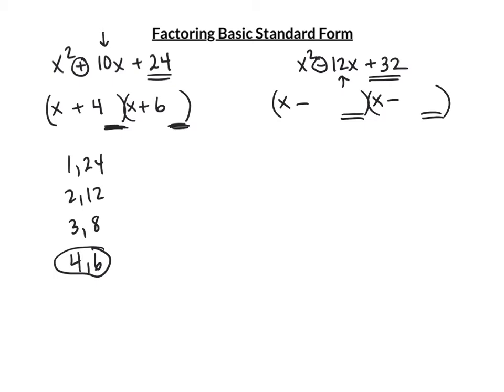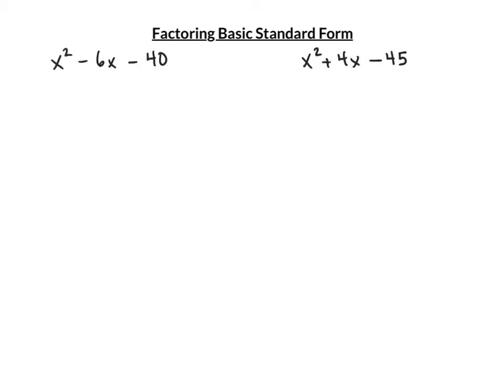Now, don't worry about the negative. Just find two numbers that multiply to 32 that add to 12, because I know the signs are both negatives. Well, 1 and 32 are factors of 32, 2 and 16, 4 and 8. Looks like it's 4 and 8. Negative 4 plus negative 8 add to negative 12, and negative 4 times negative 8 multiply to positive 32. Last two examples.